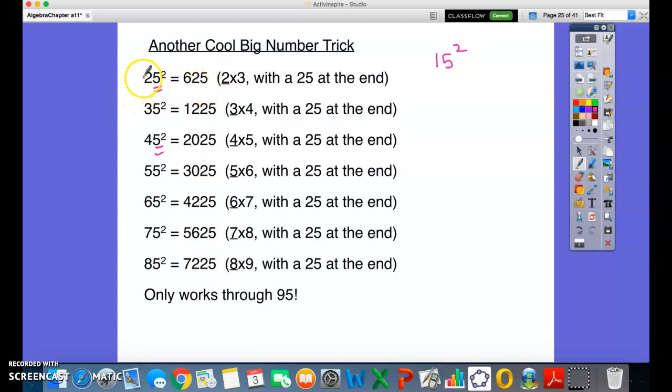Now, for 25 squared, the first digit is 2. What comes after 2 on the number line? 3, right? So 2 times 3 goes here. Now for 35 squared, 5 times 5 is 25, and what comes after 3 on the number line? 4, right? So 3 times 4 is 12. So it's the same thing. It's easy for you to see.